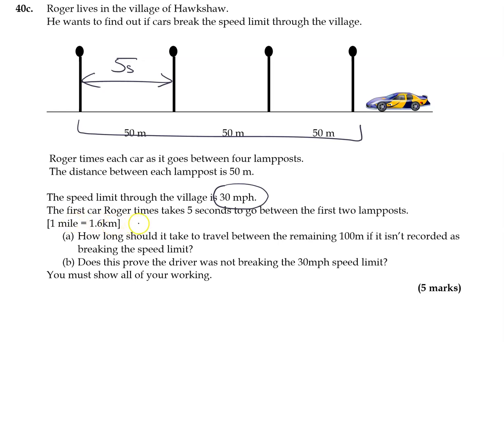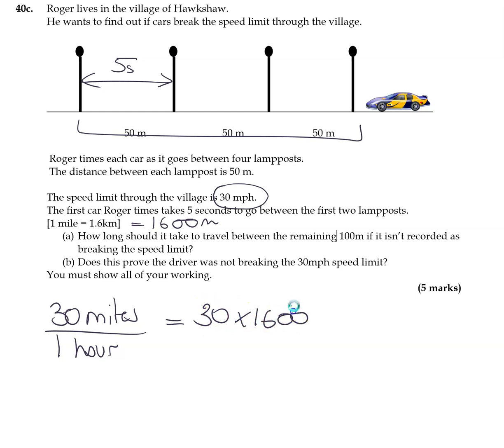Now we know a mile is 1.6 kilometres, which is 1,600 metres. So 30 miles per hour, so it's 30 miles in 1 hour. Now notice we've got distance over time, because that's what speed is. 30 miles is 30, and a mile is 1,600 metres. So we've got the right units at the top, metres. And at the bottom, we don't want hours, we want seconds. So 1 hour is 60 minutes, and 1 minute is 60 seconds.